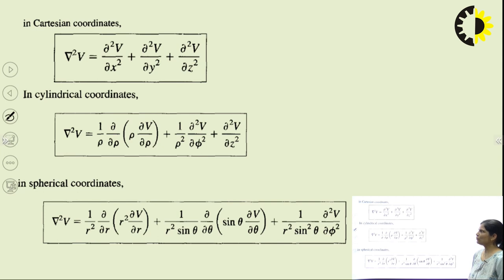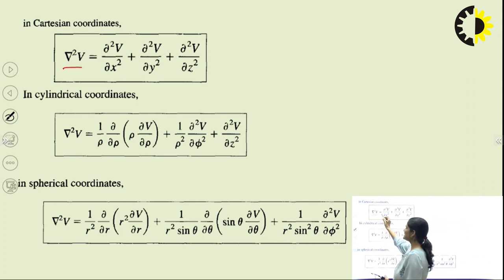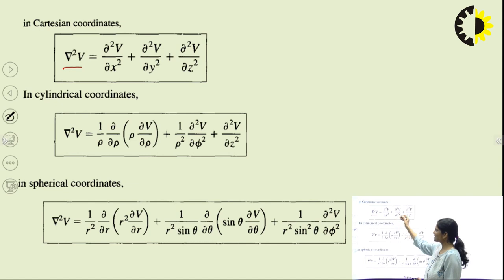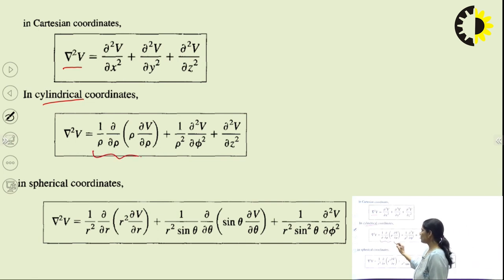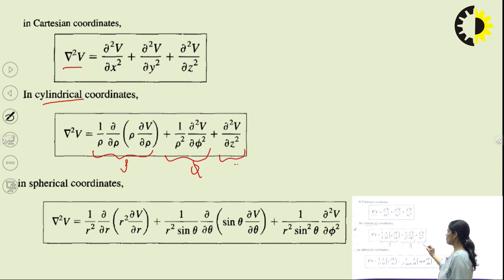Now, if you want to find this Laplacian in Cartesian coordinates, it is represented as del square V is equal to del square V upon del x square plus del square V upon del y square plus del square V upon del z square. Now, in cylindrical coordinates, it is represented as del square V equal to 1 upon rho, del upon del rho of rho del V upon del rho, plus 1 upon rho square del square V upon del phi square, plus del square V upon del z square. Means this is your first coordinate of cylindrical in the form of rho, this one in the form of phi and this one in the form of z.